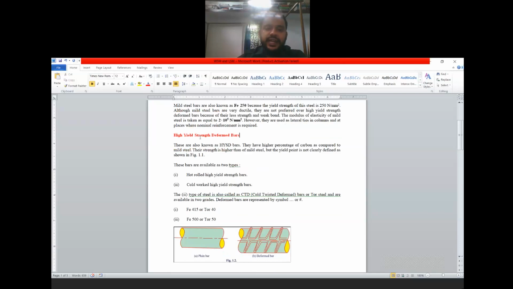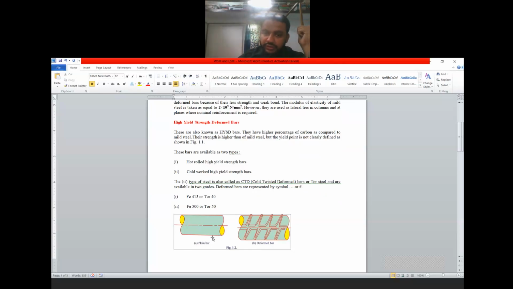Okay, so next another type of bar is high yield strength deformed bars. I think all of you have seen it during the construction. We won't use this plain bar. Okay, we will use this kind of deformed bars. You can see it, some threads are there in the steel bars. You can see a lot of threads are there.